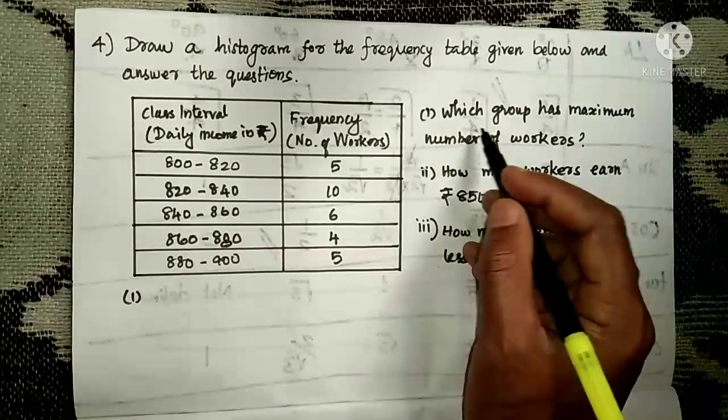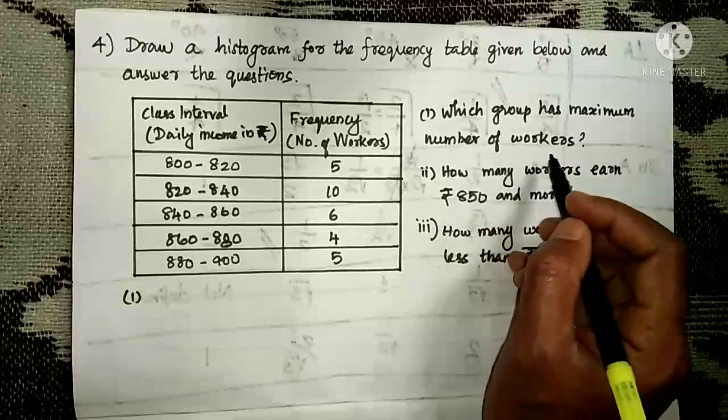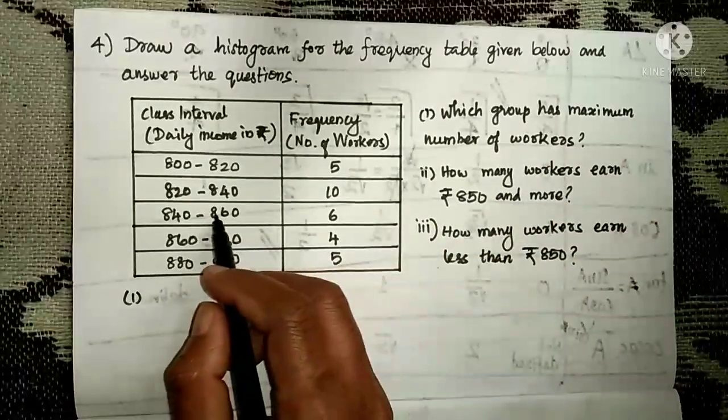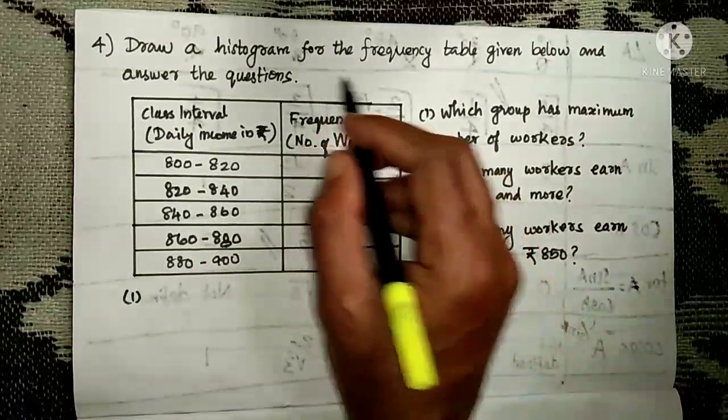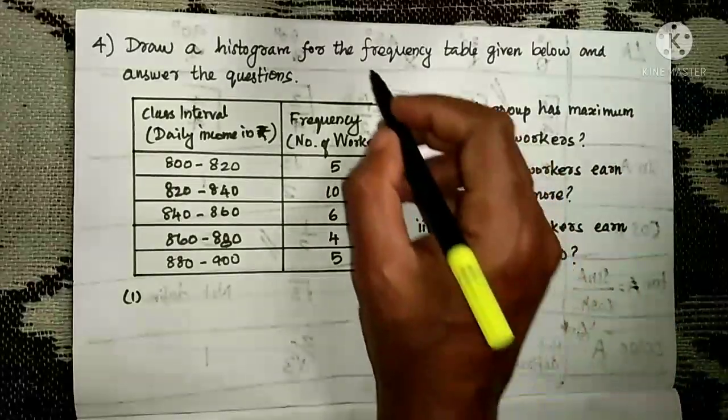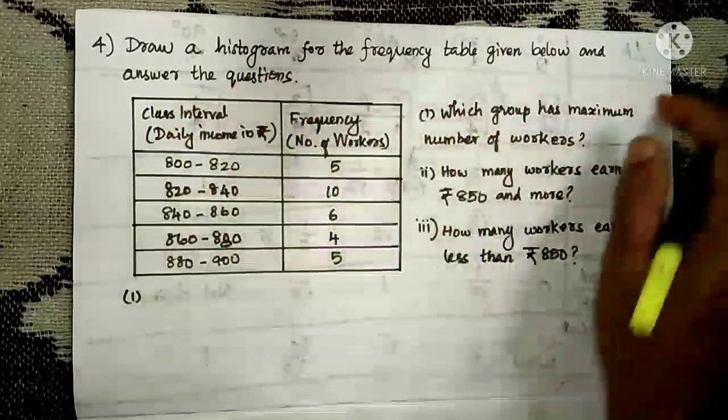The first question: which group has the maximum number of workers? Like that, questions are there. First we have to draw the histogram for it.